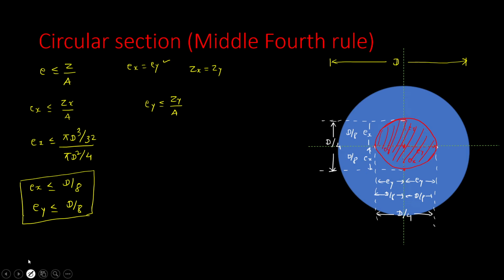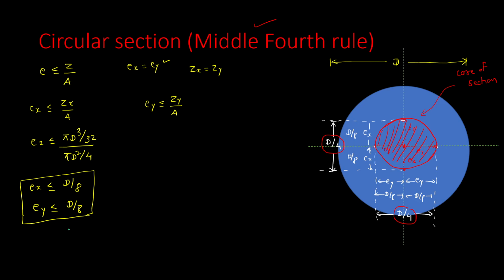So here you can see the middle fourth area, where the total diameter is D. So one fourth of the diameter is shaded here. The middle fourth is the shaded area. That's why this is called the middle fourth rule. Now what is this shaded area called? It is called the core of the section. So, the core of a circular section.